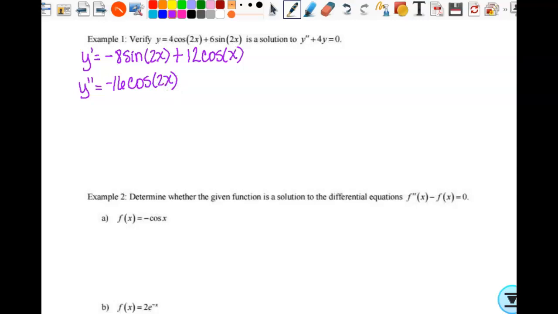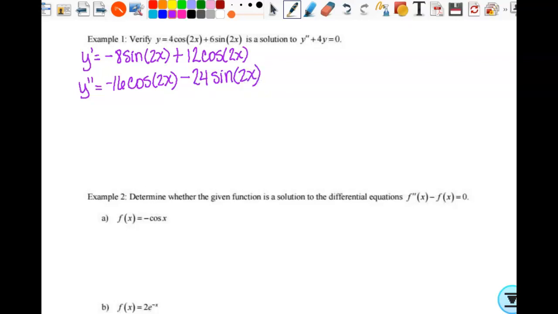Derivative of cosine is negative, ooh, look what I did. I messed up there, dang it. I'm not starting over again, so already started over twice. 2x. You leave the argument alone. All right, so derivative of cosine is negative sine. Derivative of 2x is 2. So negative 2 times 12 is 24 times the sine of 2x.